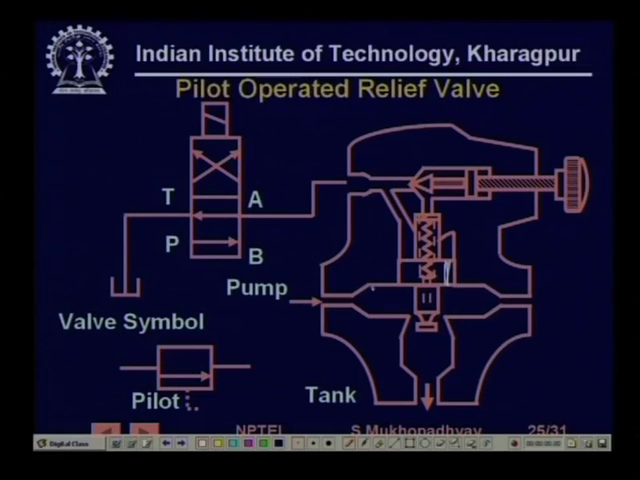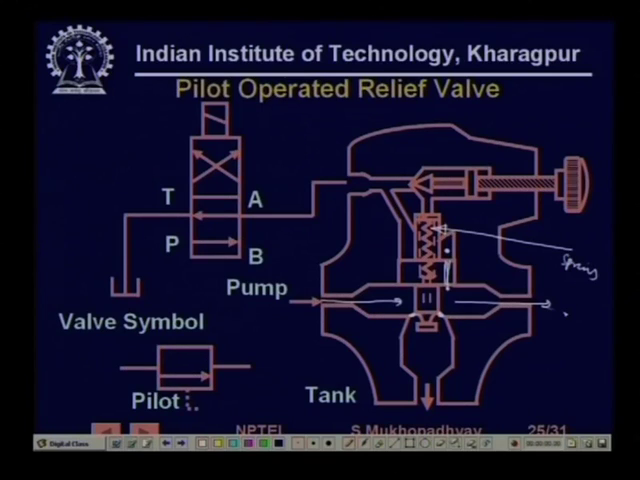Normally, because the fluid pressure here for steady pressure and the fluid pressure here are the same, this is being pressed by this spring, and this is actually closed. This comes and sits on this. So the fluid is passing like this.